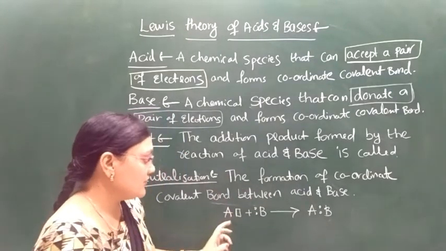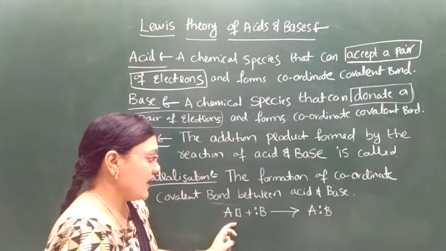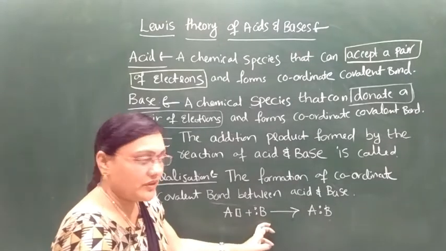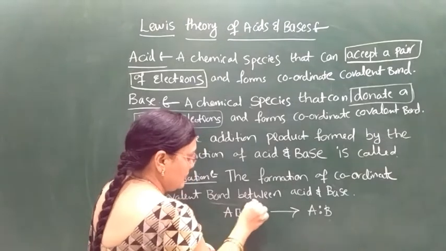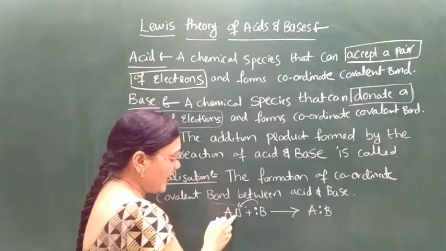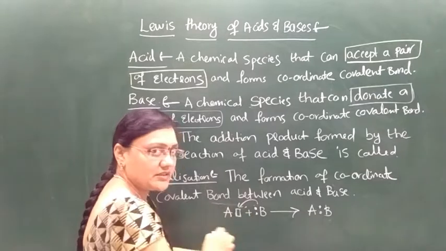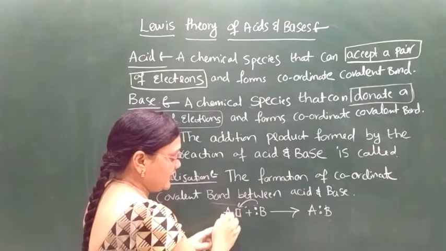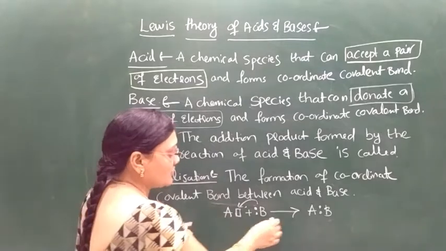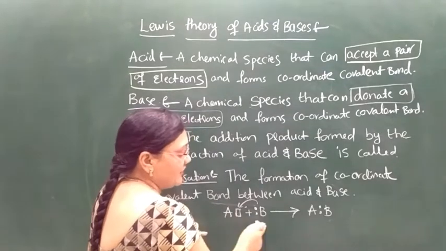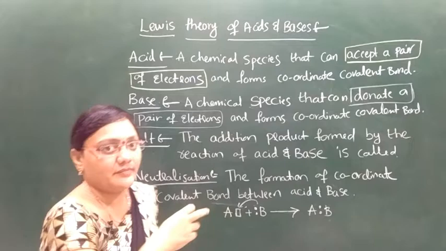This is the formation of the coordinate covalent bond. This is the accepting of electrons, and this is the donating of electrons. These two dots are the donating pair. This is the accepting side, with the vacant orbital, the empty orbital. This formation of the coordinate covalent bond between acid and base is called neutralization.